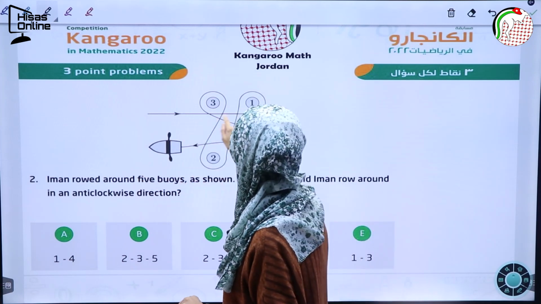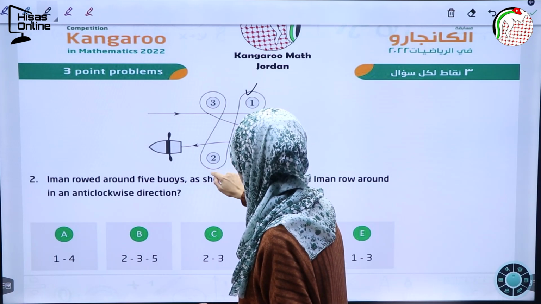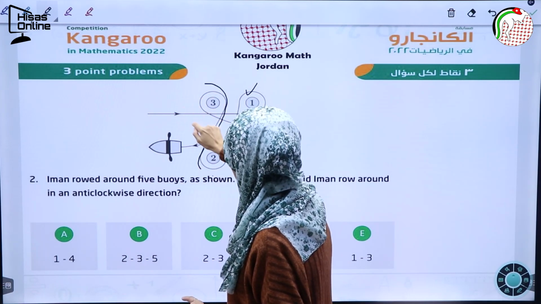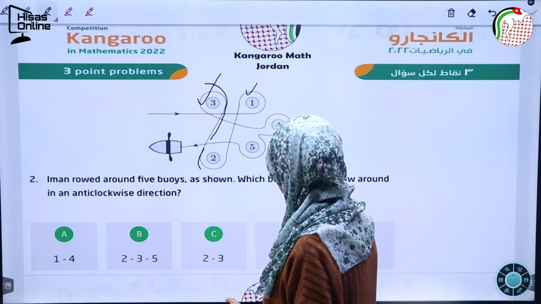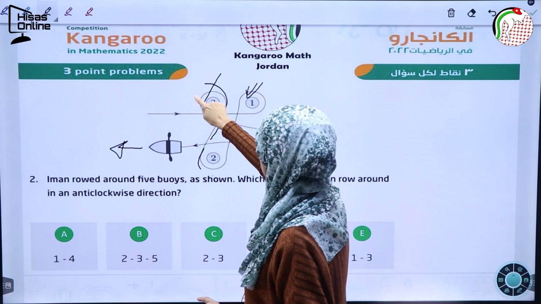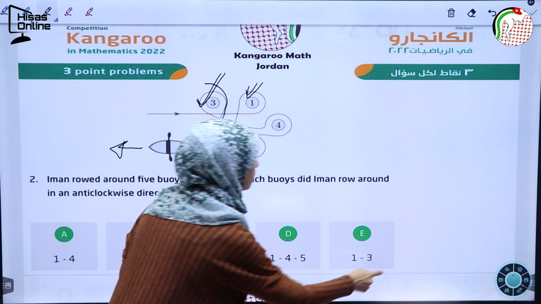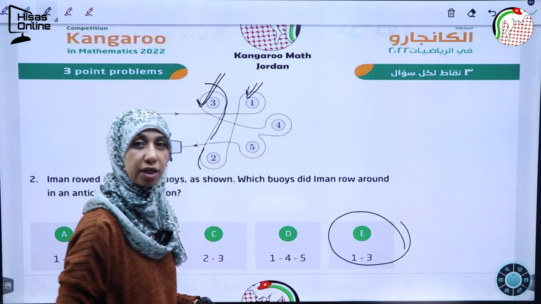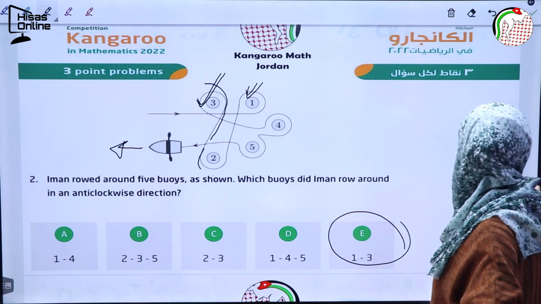So starting by this is anti-clockwise. Then she moved, this is clockwise, anti-clockwise, clockwise, clockwise, then she moved back here. So I have the options 1 and 3. Where is 1 and 3? It is also option E, so E is the right answer. Moving to the next question.